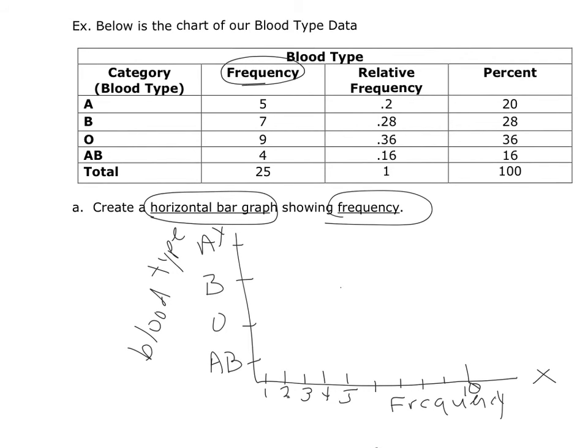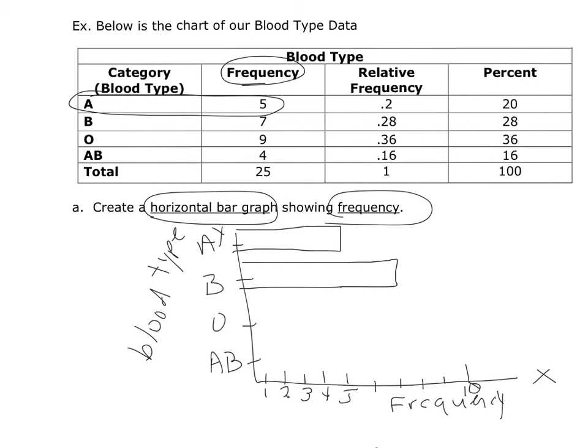So for A, my frequency is 5. For my bar for A, it's going to go to 5. My bar is centered on the A, goes to 5, and comes back in. For B, my frequency is 7. So I'm going to take my bar, go to 7, and come back to my axis. Again, it's centered on B.